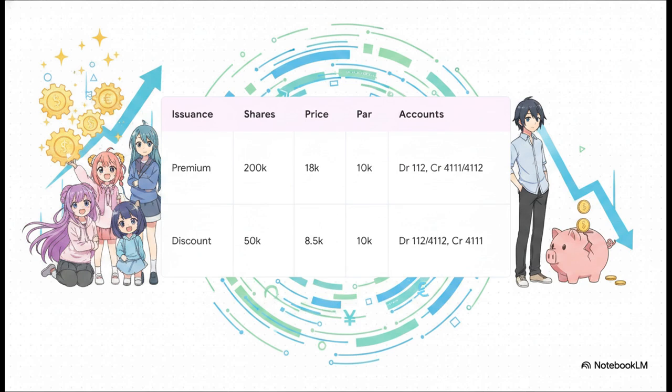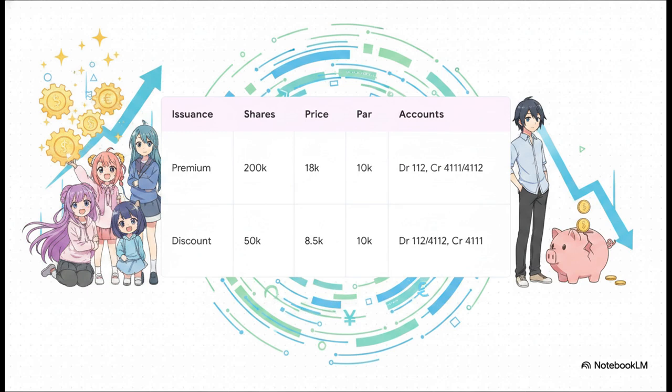But now consider the second issuance. They sell at 8,500 VND, creating a 1,500 VND discount per share. To balance this accurately, we debit cash, account 112, for the 425 million we actually got. But we have a shortfall, right? So we are forced to debit that same capital surplus account 4112 by 75 million VND to cover it, before finally crediting the share capital account 4111 for the 500 million par value.